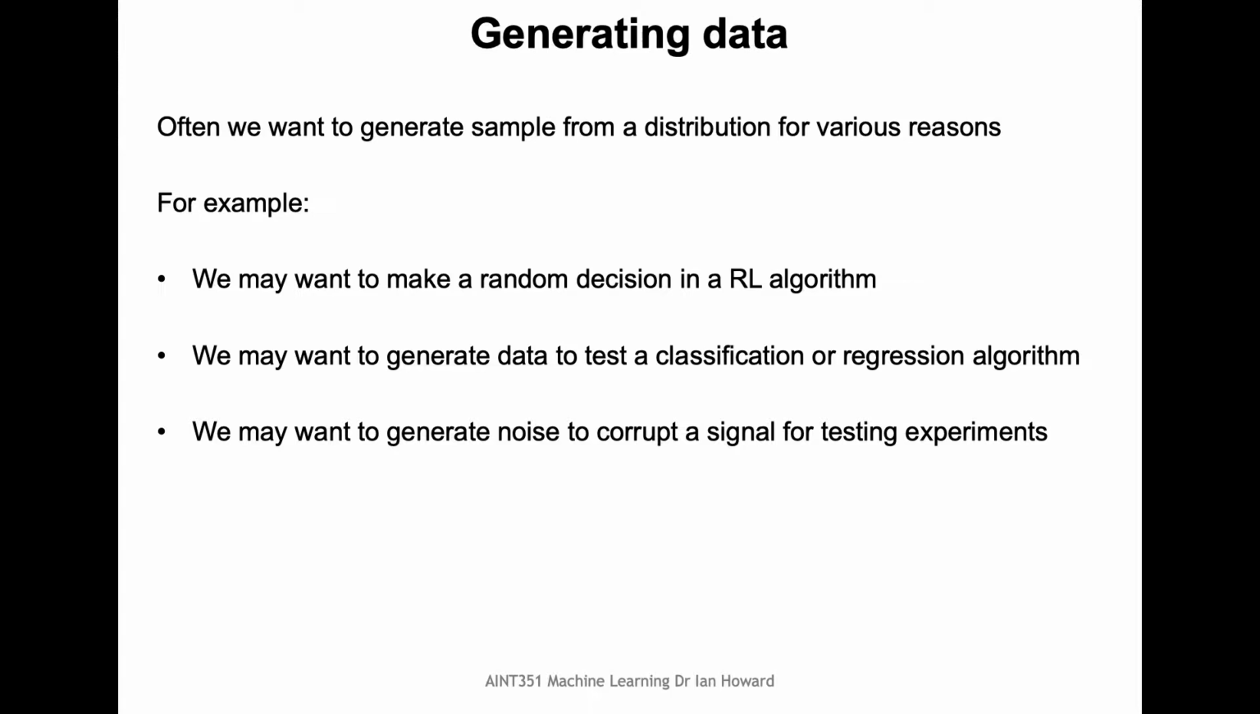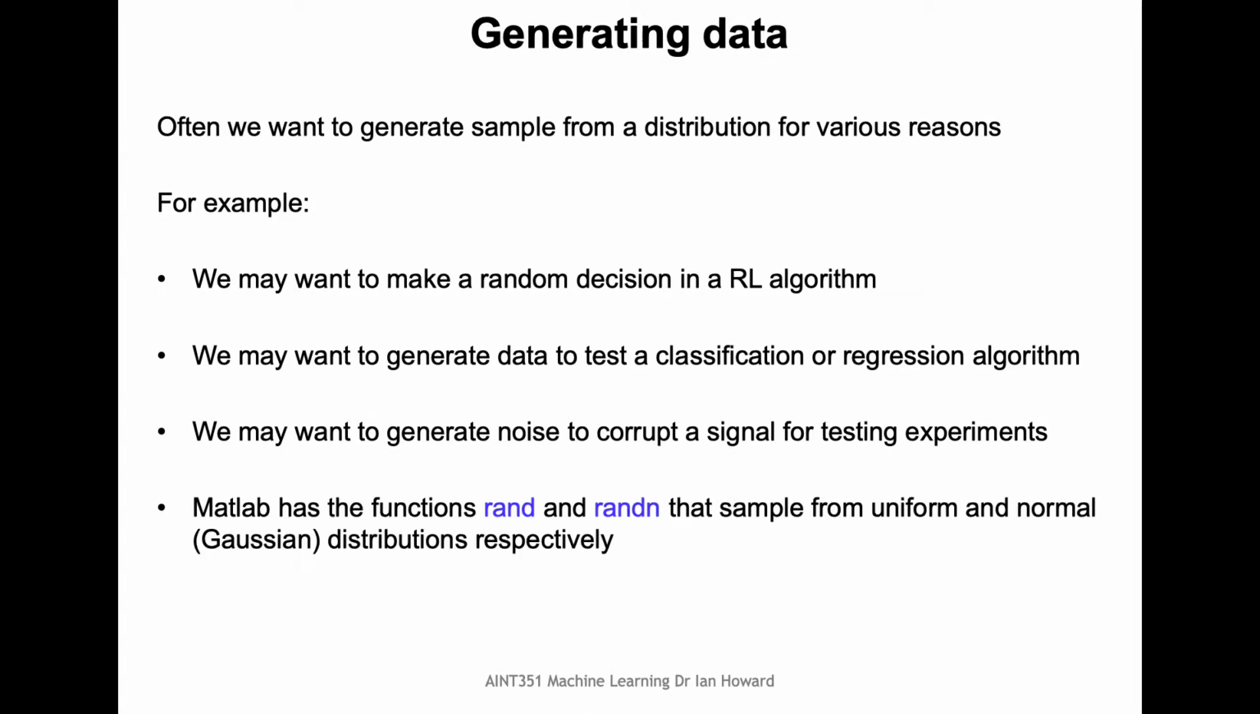So it's good to be able to corrupt artificial data sets, or even real data sets, and corrupt them even more by adding in noise. And to do that, we need to sample from distributions to get random values. So Matlab has got two functions that are particularly useful for this kind of thing. One is rand, which will sample from a uniform distribution between 0 and 1, and randn, which will sample from a Gaussian distribution of mean 0 and standard deviation 1.